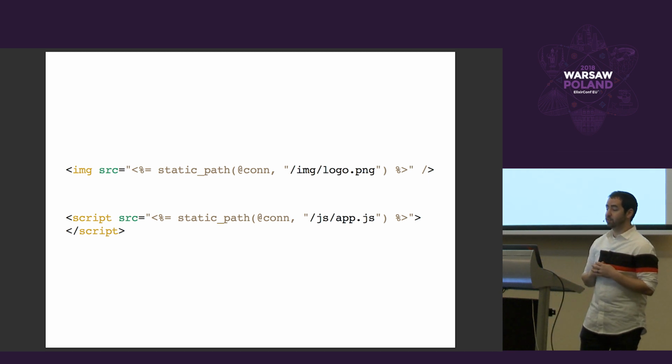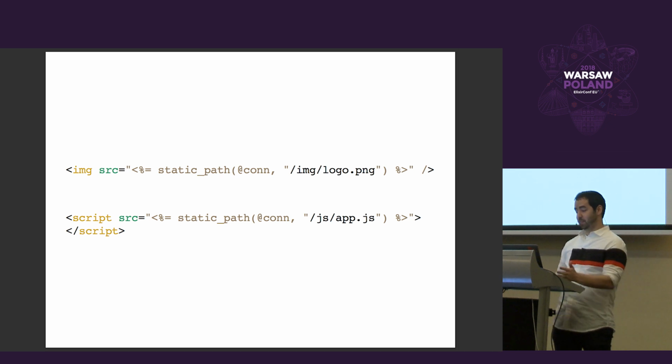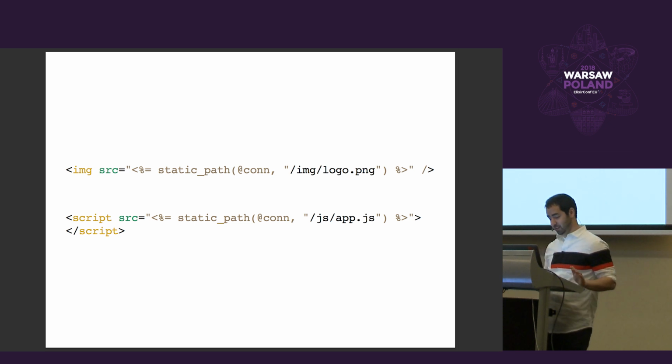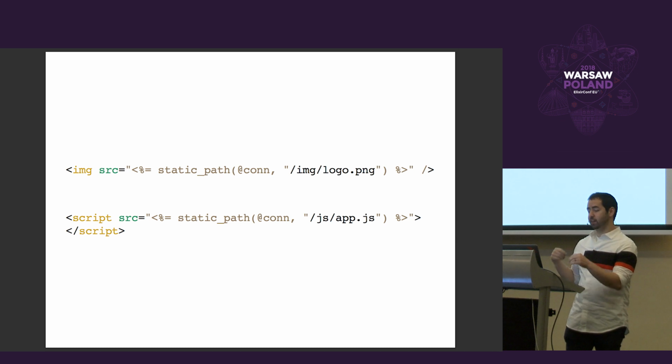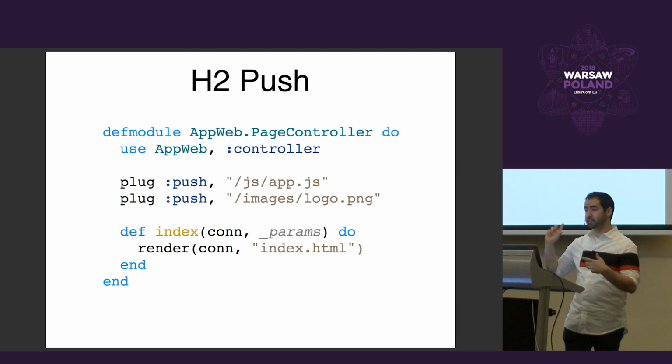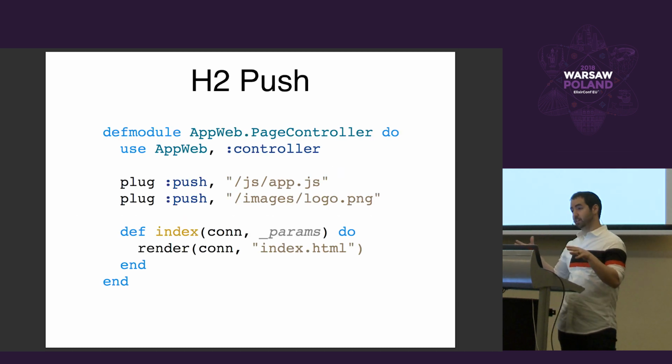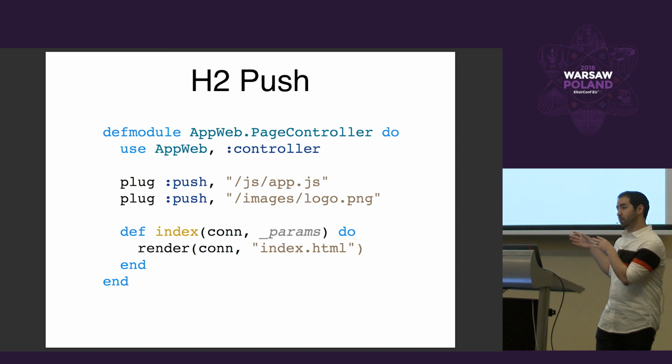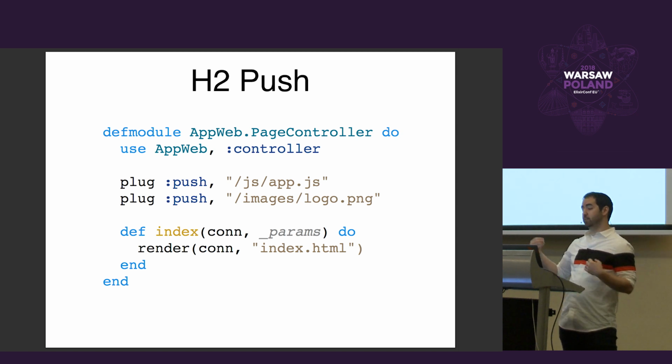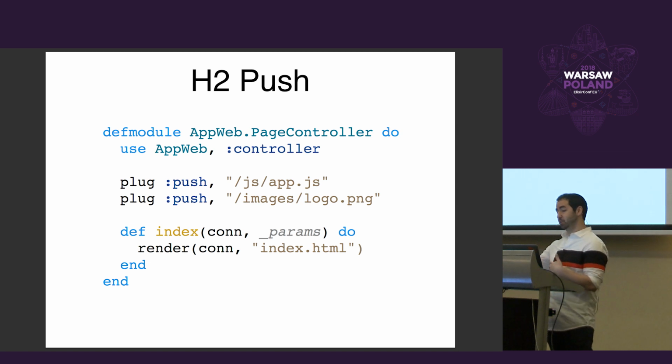And one of the crazier ideas that might make some purist eye twitch here is, Gary Rennie and I were talking, H2 push is nice, but the issue is I have this implicit coupling between the plug layer, like my controller, and the content I'm rendering in the template. Because I have to know ahead of time, before I render the template, what things I should be pushing.